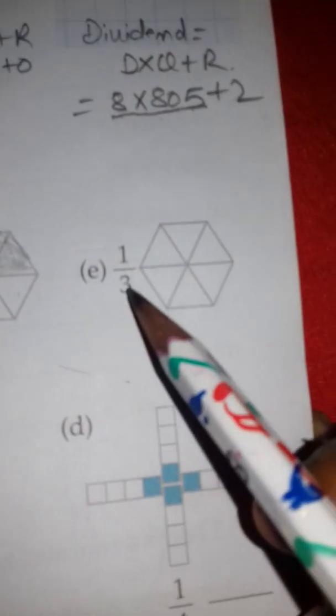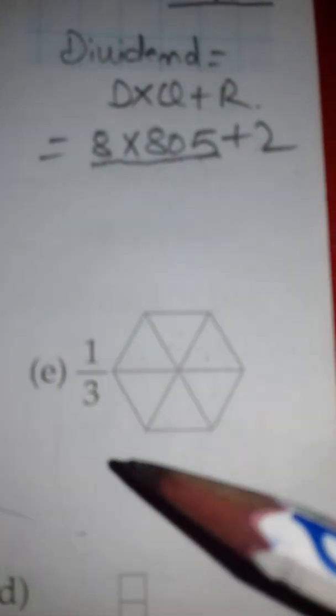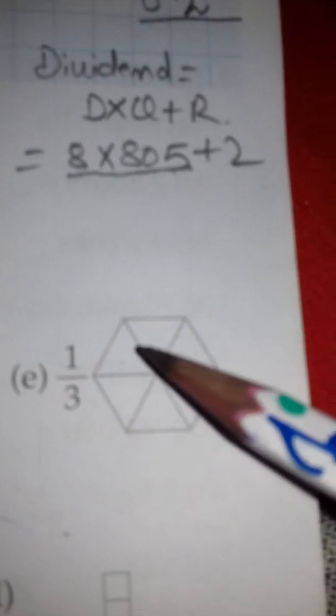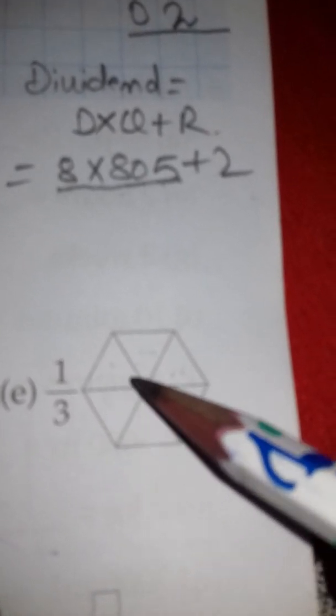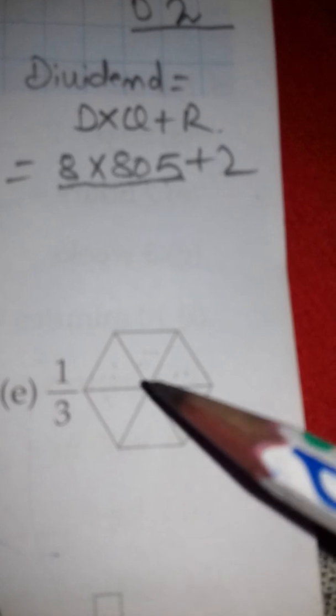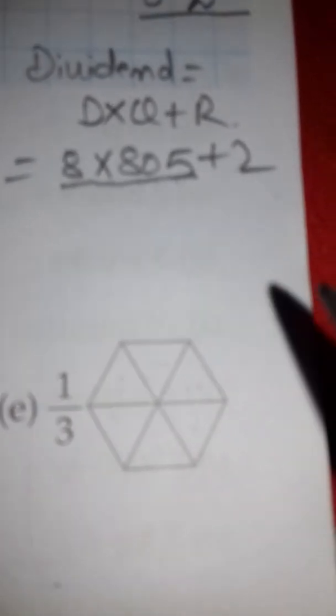Okay, now E1. 1 by 3. So how you will decide here? How you will decide 1 by 3? How many parts are there? Now let us count number of parts. 1 2 3 4 5 6. Total number of parts are 6. And from these 6 parts we have to color 1/3 of that 6.